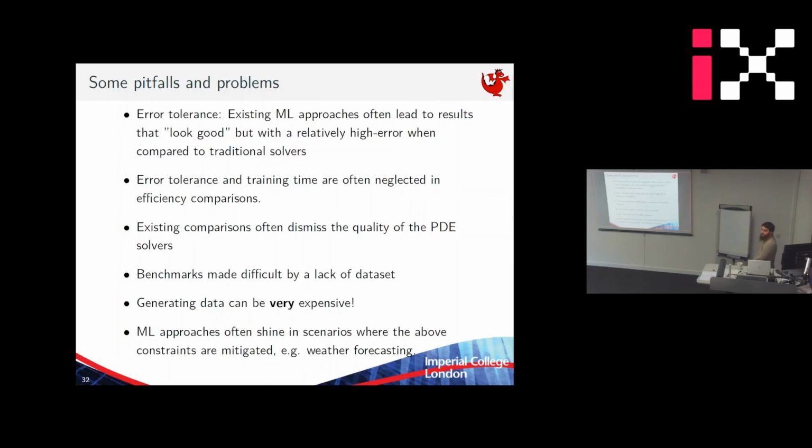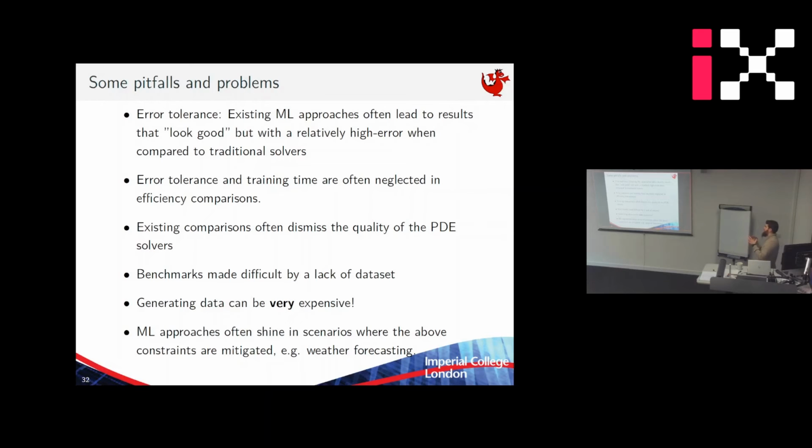And that kind of compromises the comparison, because when you say, oh look, my model is much more efficient than a traditional solver, you also need to take into account that error, right? Because if you ask your solver to just solve for that particular tolerance, it would be much faster. So this is often not done.